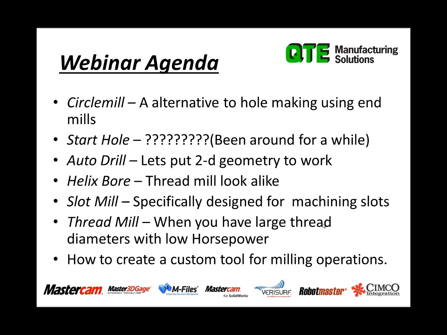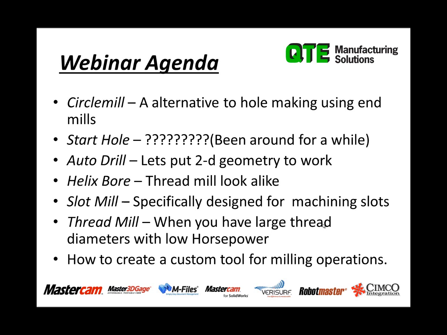Auto drill. Let's put some of that 2D geometry to work. Very popular if that's what you're working with, 2D geometry. Now the Helix Bore is like a Threadmill look-alike. Basically it does a corkscrew into the circle, to the cut, but it does not clean out the center. Now slot mill, that toolpath is designed specifically for machining slots. And thread milling. We'll talk about thread milling, if you have large diameter threads to interpolate on your CNC mill, and it does not require a lot of horsepower. And also we're going to learn how to create a custom tool for milling operations.